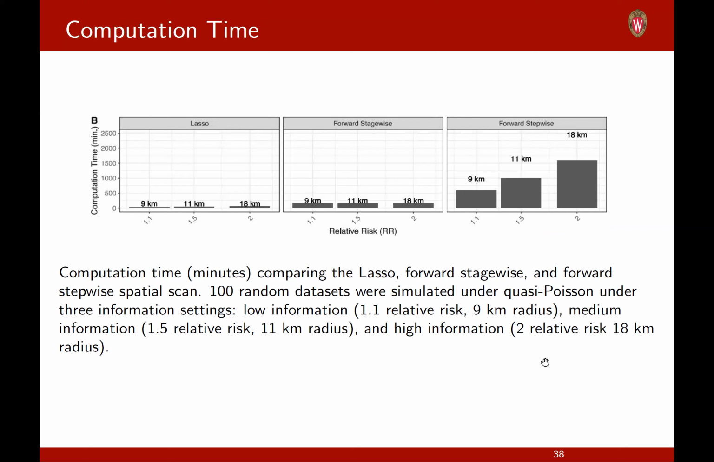Medium information is a relative risk of 1.5, 11 kilometer radius, and high information is a relative risk of 2, 18 kilometer radius. And we can see that the lasso approach is just much faster, particularly compared to forward stepwise, where the more information there is, the longer it takes, because it thinks that maybe there's another cluster to keep exploring. So it's a very efficient approach.